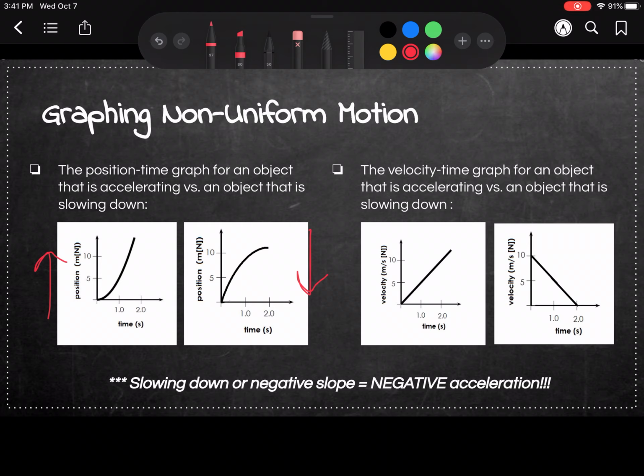On the right-hand side, you have a velocity time graph for an object that's accelerating versus an object that's slowing down. Okay, so accelerating, it's going in that positive direction. Decelerating, it's going in that negative direction. Okay. Slowing down or negative slope always equals a negative acceleration. So negative acceleration means that you're slowing down. So if you ever see something like 5 meters per second squared, that means they're speeding up. Negative 5 meters per second squared means that they are slowing down.